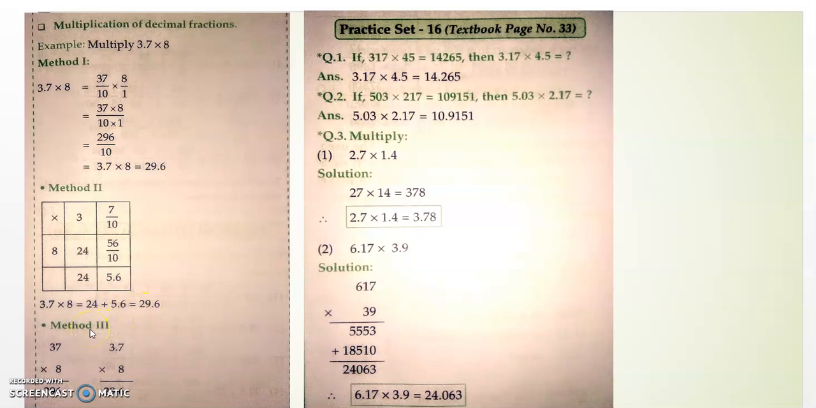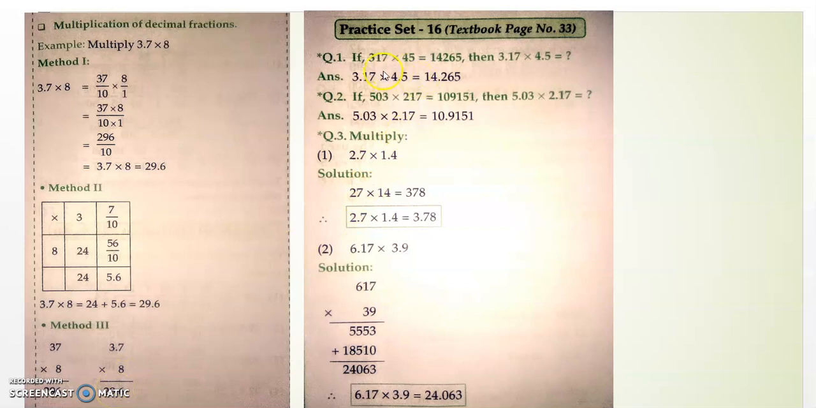The next method is you multiply the number first and then you put the point. The number is 3.7, so after one number the point is here. You have to move back now. After one number the point is here. So after one number you will put the point.